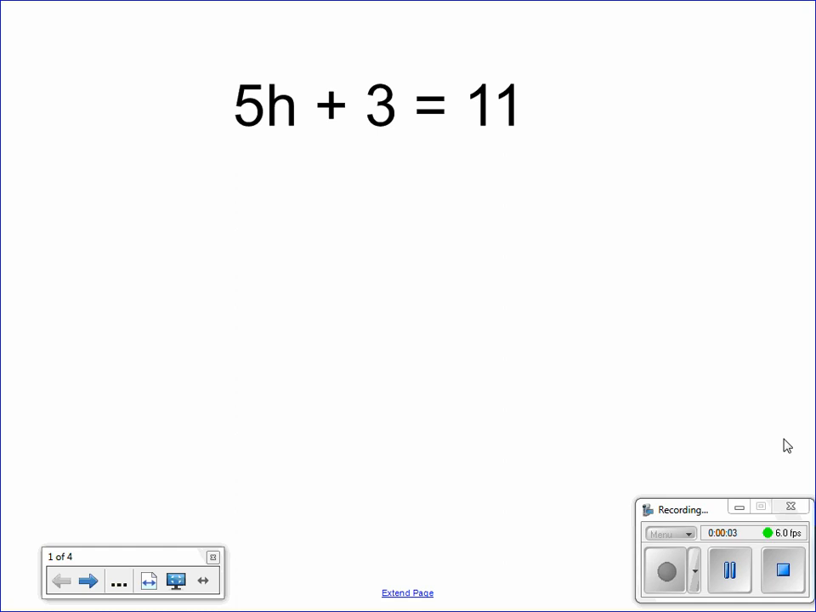Today's video is going to be on solving multi-step equations. We're going to skip over just doing addition equations, just multiplication, and combine them both here together.